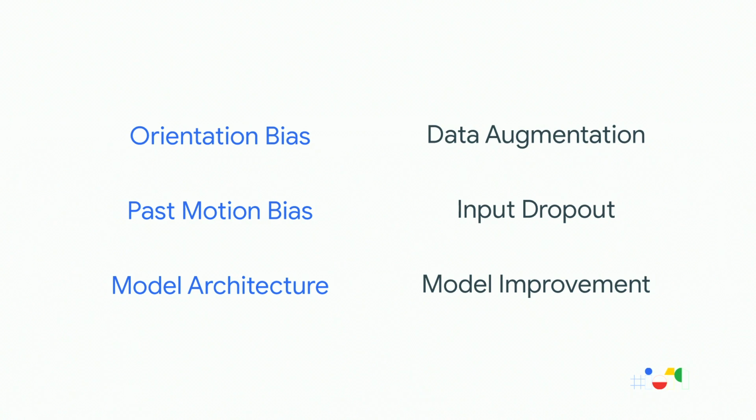Till now, we have looked at a number of issues we saw in the model, and for each of those, we saw a number of ways to resolve them. For orientation bias, we looked at data augmentation. For motion bias related to the past motion, we looked at input dropout. And then for an issue with the model architecture itself, we had to improve the model itself. Now that we have this model, we'll call this an imitation model. That's because we've used purely supervised data to train this network.